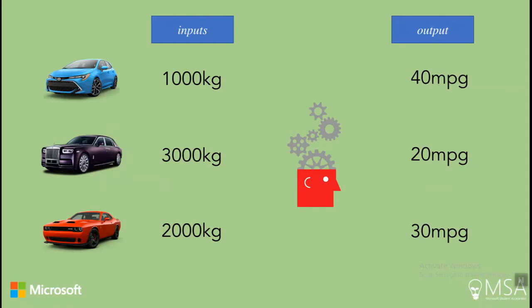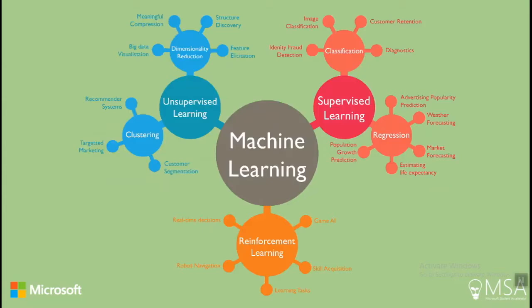And this is a certain type of machine learning called supervised learning. So there are other types of machine learning, such as unsupervised learning and reinforcement learning. But the most commonly used one is supervised learning. So that is what we'll be going through in this section of the course.